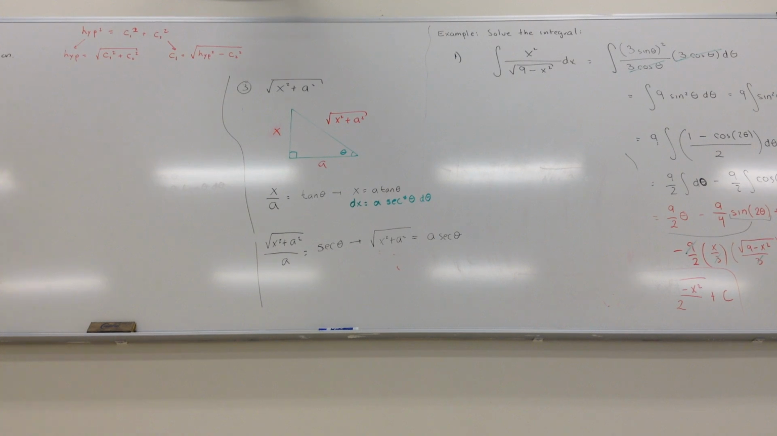Okay, so dx is 3 secant squared d theta over x squared, which is 9 tangent squared of theta, times the square root, which is 3 secant of theta. Did you understand that? I just changed everything.